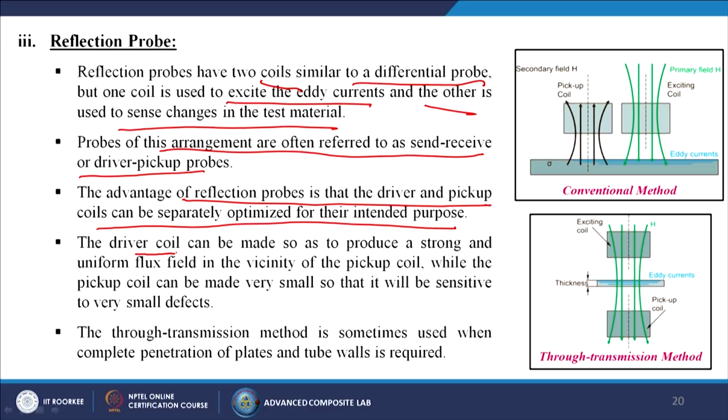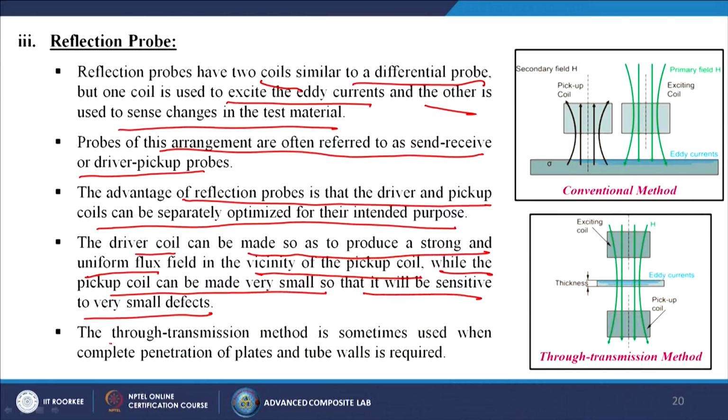The driver coil can be made so as to produce a strong and uniform flux field in the vicinity of the pickup coil, while the pickup coil can be made very small so that it will be sensitive to very small defects. So, one will help with the eddy current generation and the other one will just take the results. The through transmission method is sometimes used when complete penetration of plates and tube wall is required.